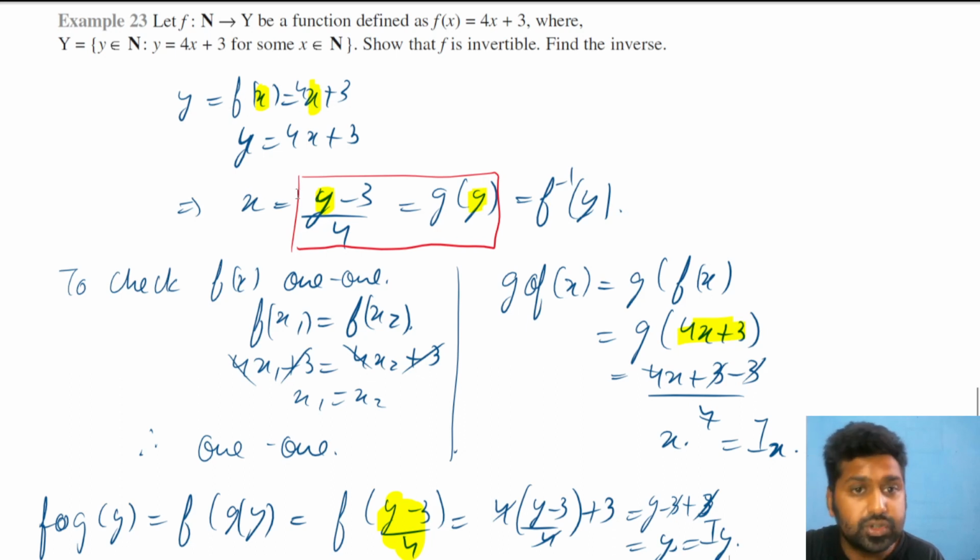f(x) will be given to you. You generate g(y). How do you generate it? You get the value of x in terms of y. That is your g(y). And interestingly, that's your inverse function also. So we indirectly calculated the inverse first, and then we checked whether that was the inverse or not using this g∘f and f∘g.